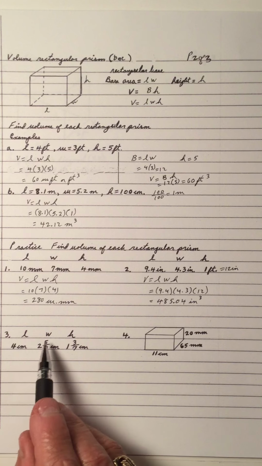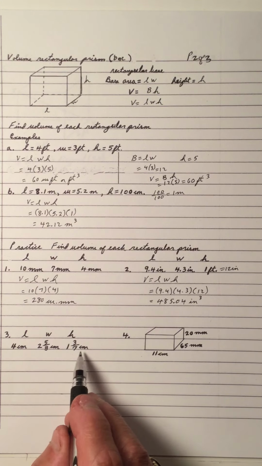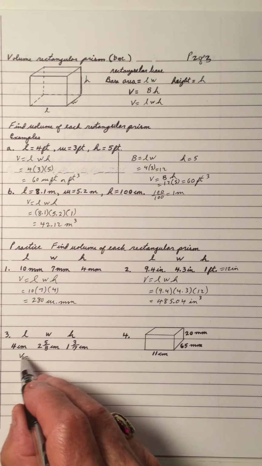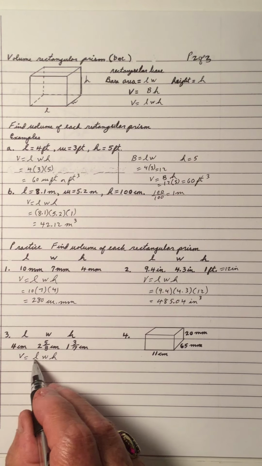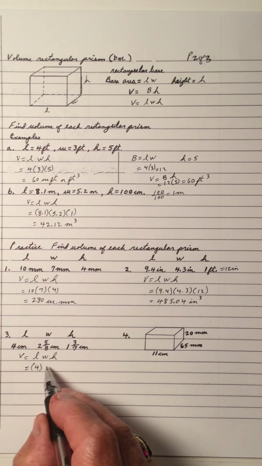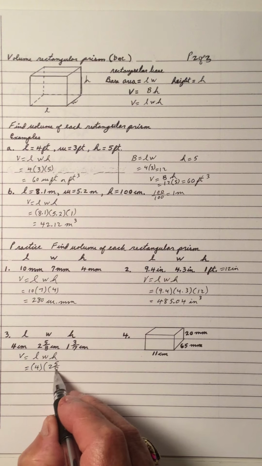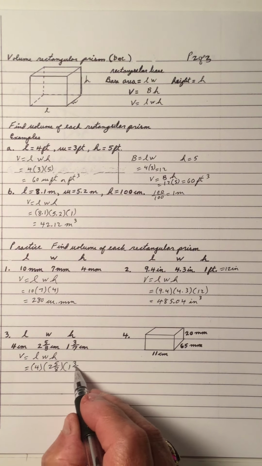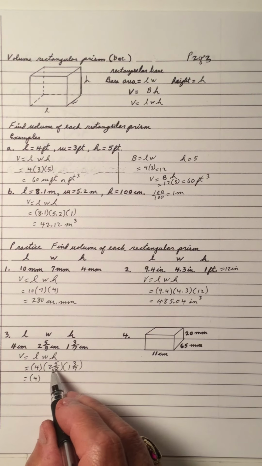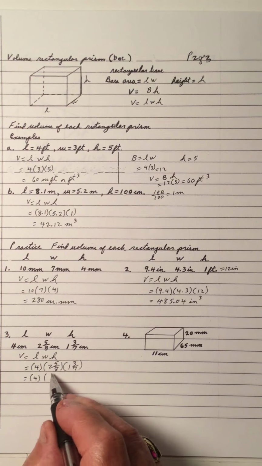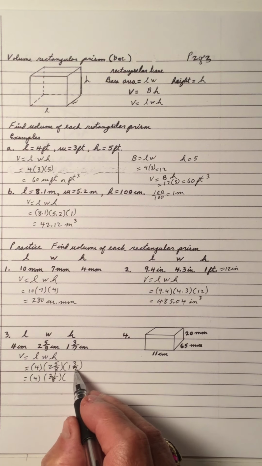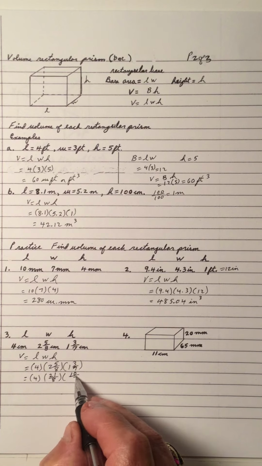Number 3, we have a length, a width, and a height given again. We have centimeters, centimeters, and centimeters, but this time we have some fractions. So the volume of a rectangular solid is length times width times height. Again, that's the base area, which is the bottom rectangle, times the height. And we have 4 times 2 5/8 times 1 3/7. So let's change the mixed numbers to improper fractions. 2 times 8 is 16. 16 plus 5 is 21 over 8. 1 times 7 is 7, plus 3 is 10, so it's 10 over 7.